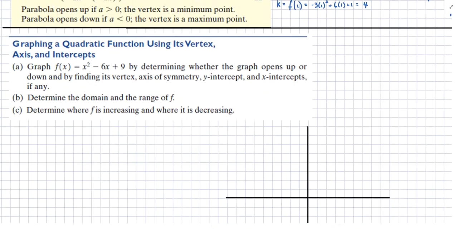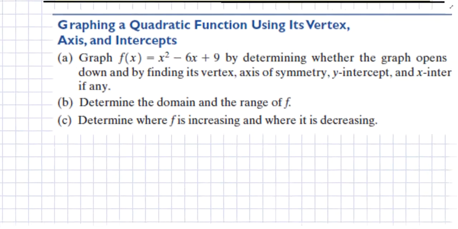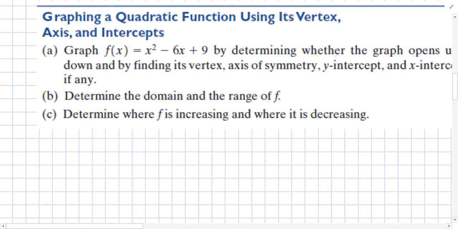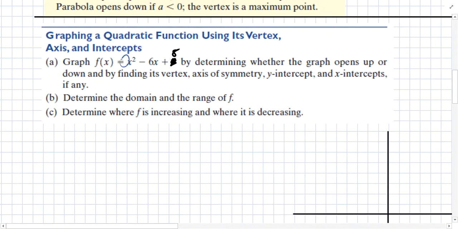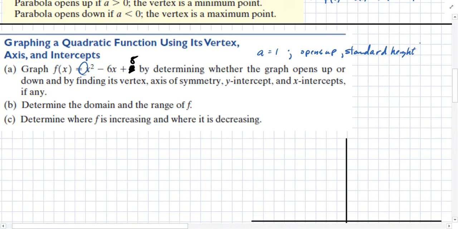So let's take a look at example down here. Can we graph this quadratic function using its vertex, axes, and intercepts? And I'm looking at this equation, and I think I want to modify it. Let's change this to +8. And we can tell a lot about this function, whether it opens up or down, by simply looking at the a value. Now, we are written in standard form, so the a value is 1. So with an a value of 1, we know that it opens up, and it's what we would call a standard height. It's not taller or shorter than usual. So that much we know by simply looking at the a value.